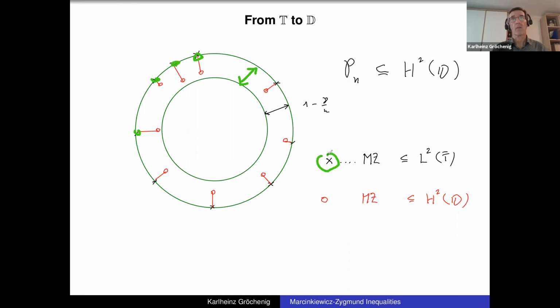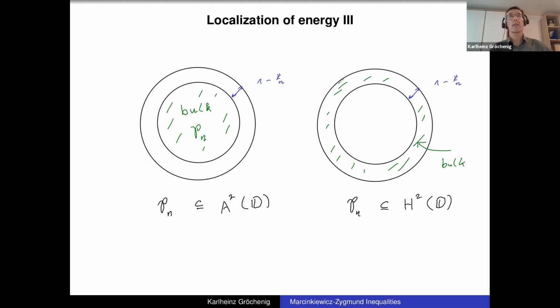So we start with a Marcinkiewicz-Zygmund family for the torus, and we end up with a Marcinkiewicz-Zygmund family for Hardy space. Here is a comparison that perhaps explains a bit the analogy and the difference to Bergman space. In Bergman space, the norm lives on the entire unit disk, and the norm of a polynomial lives in the bulk region. So that's a disk of radius 1 minus gamma over n, n always the degree.